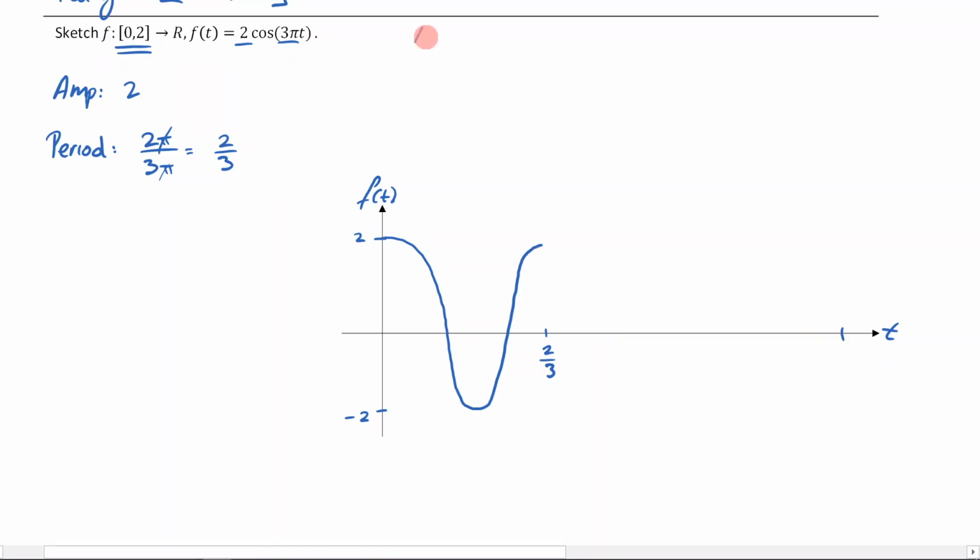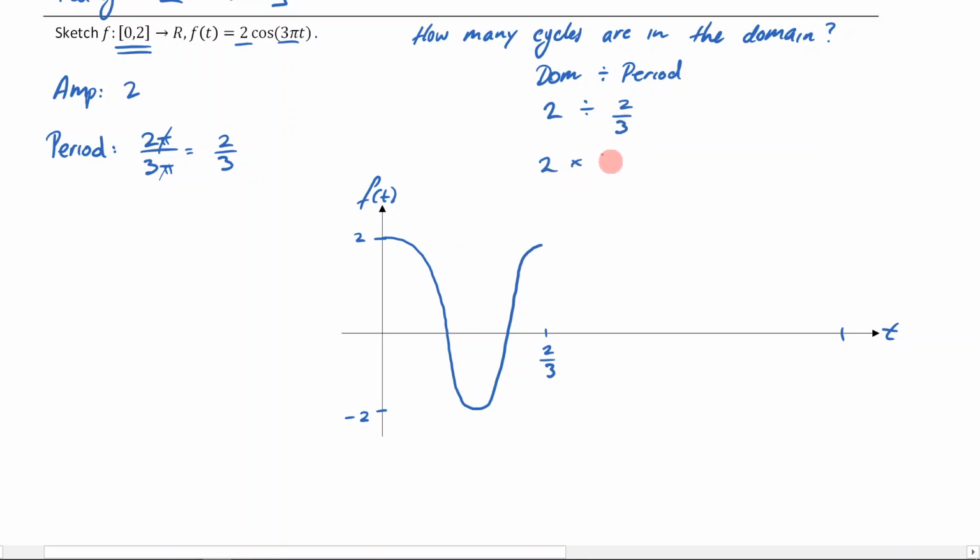So I'm going to have to draw more than one cycle. So the question before us is, how many cycles are in the domain? That's the question we have to ask ourselves. And to do that, we're going to take the domain and divide it by the period. The domain is going to be 2 from here, and then we divide it by the period, which is 2 on 3. And remember, this is the same thing as state change flip, which will give me 6 on 2, which is going to be 3. So that means we're going to get 3 cycles here.